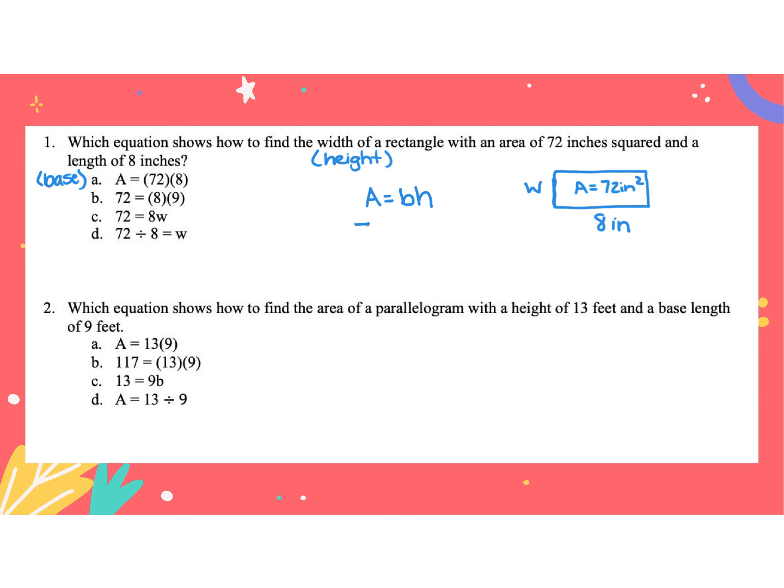We know the area is 72, and that equals our base or our length in this case of 8. And then we're looking for our height, or in this case, our width. So looking at the answer choices, answer choice C matches with the equation that we wrote. 72 equals 8 times W.